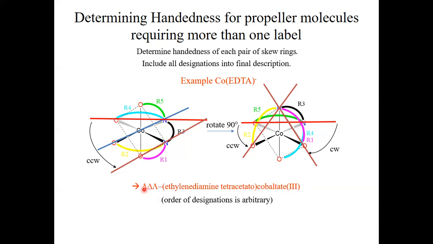Okay, whereby the order of this designation is arbitrary. We could have also called it delta delta lambda, yeah, or lambda lambda delta, or delta lambda lambda. Yeah, but there have to be two deltas and one lambda. But the order of these is arbitrary, because no particular ring basically deserves to be named first, second, or third, respectively.